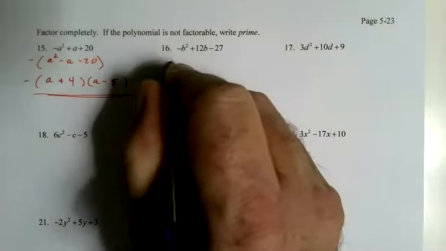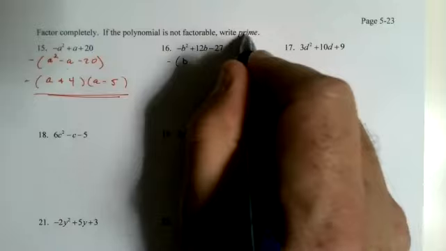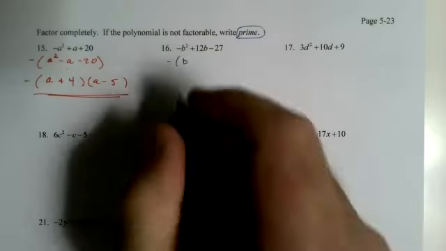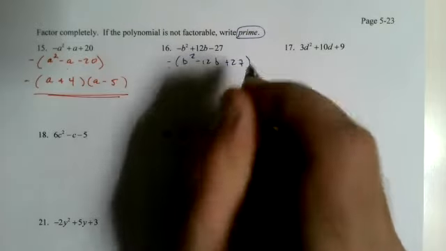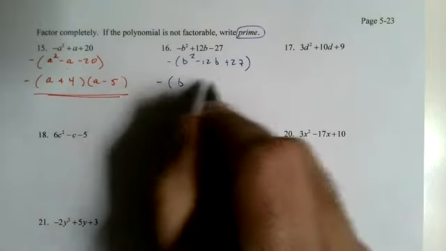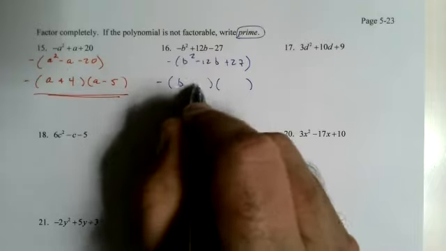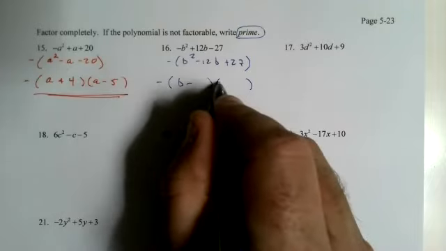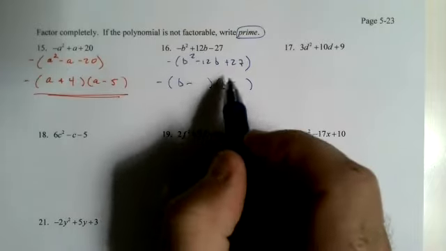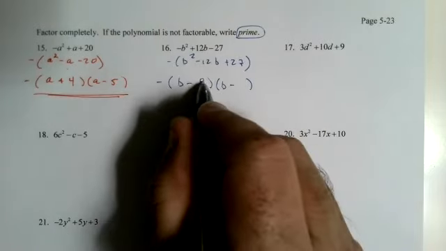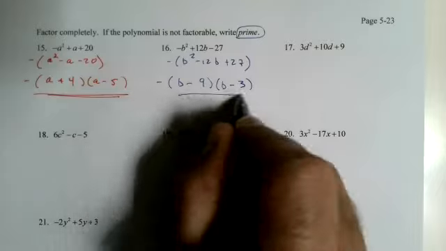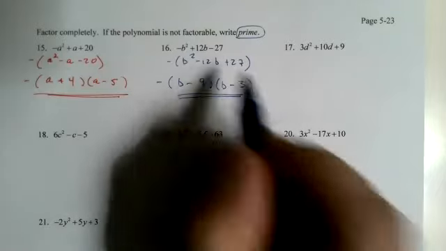Doing it again, being aware that some of these might be prime, so don't always assume they're going to work. Now, since this is minus plus, it goes minus minus. What multiplies to 27 adds to negative 12, negative 9, negative 3.